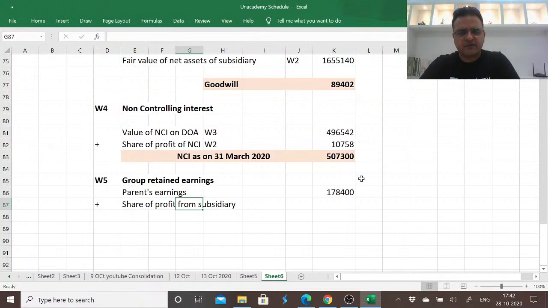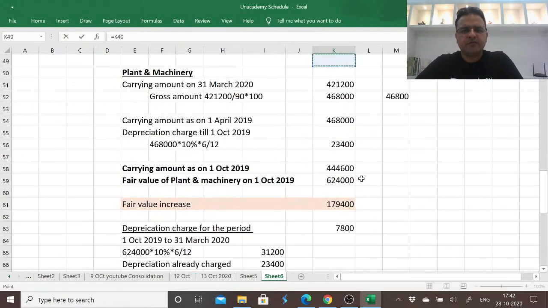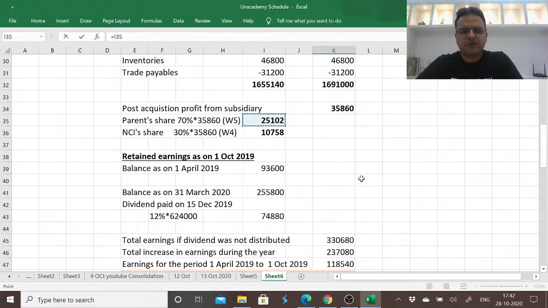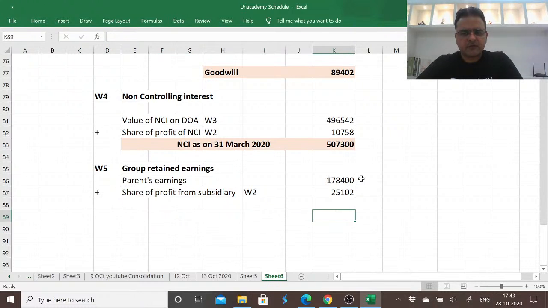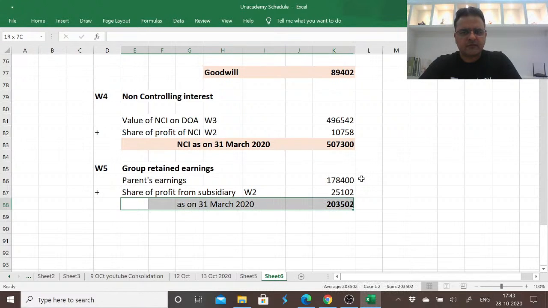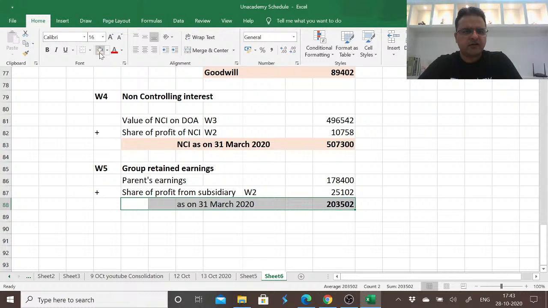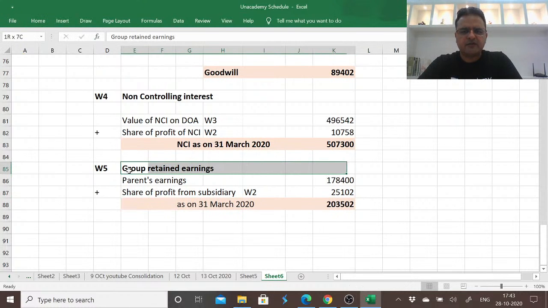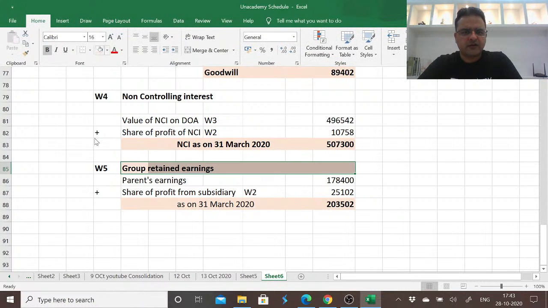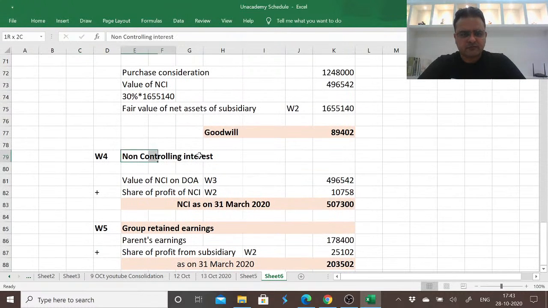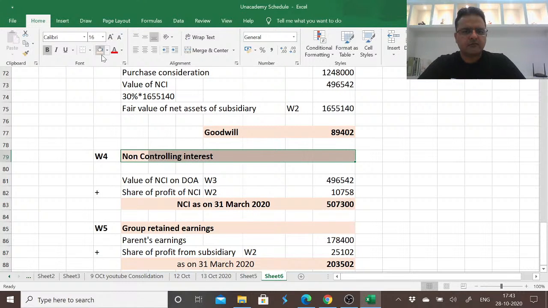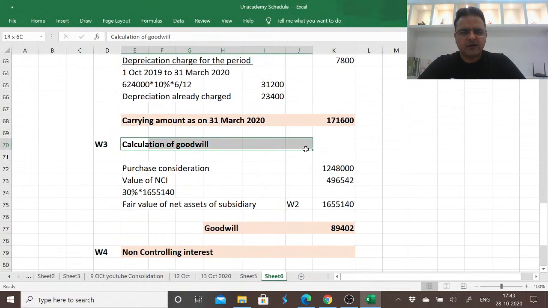Share of profit from subsidiary we just calculated in working note number 2. It turns out to be 25102. $203,502 is the group retained earnings position as on 31st March 2020. NCI 507300. Goodwill is 89402.